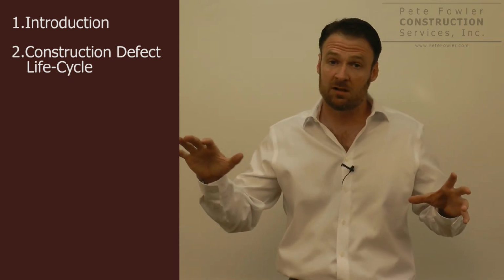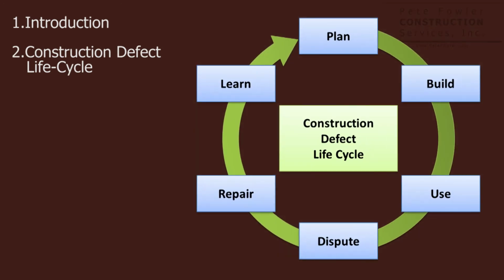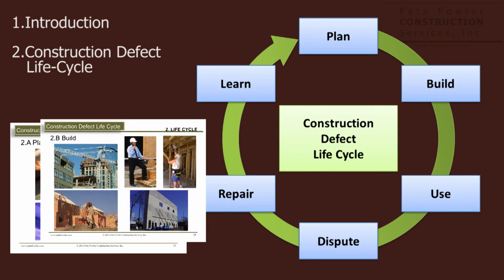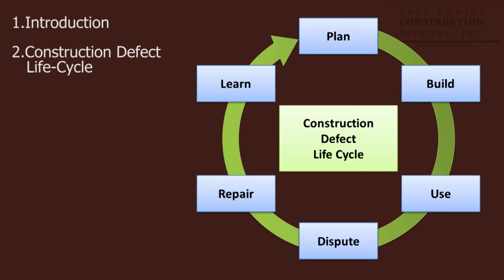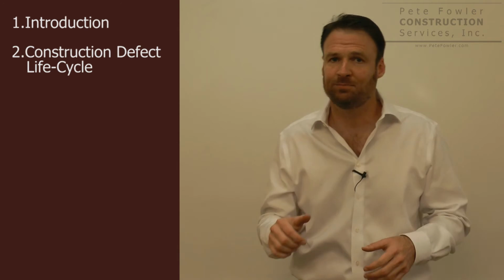The program that we deliver has 7 sections. Section 1 is an introduction. Section 2 is called the Construction Defect Life Cycle, and you'll see the diagram come up on the screen. The sections of the Construction Defect Life Cycle include plan, build, use, dispute, repair, and learn. The learn phase is what we're doing right now.